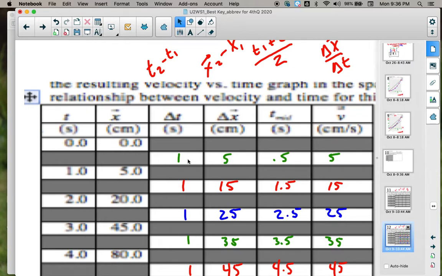From 0 to 1 second was 1 second, from 0 to 5 centimeters was 5 centimeters, the time that fell in the middle of 0 and 1 second was 0.5 seconds, and then the average velocity, which is change in position divided by change in time, so the change in position was 5, divided by our change in time was 1. 5 divided by 1 is 5, and that's centimeters per second.